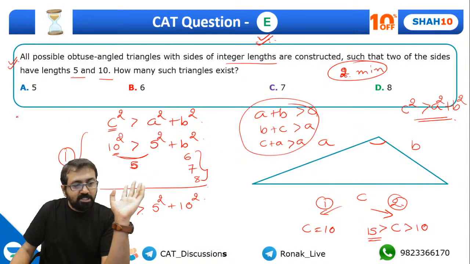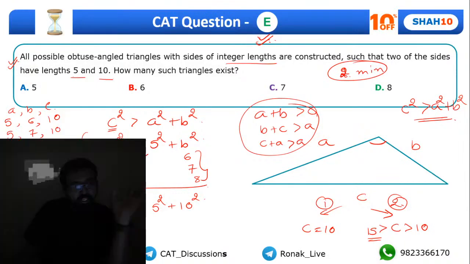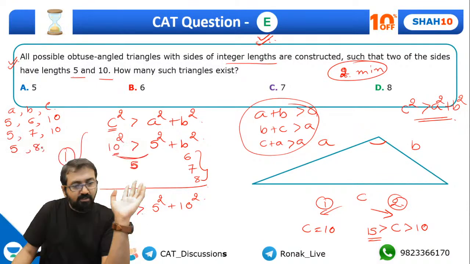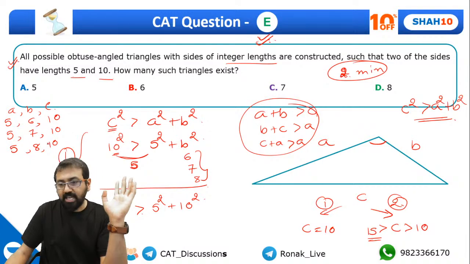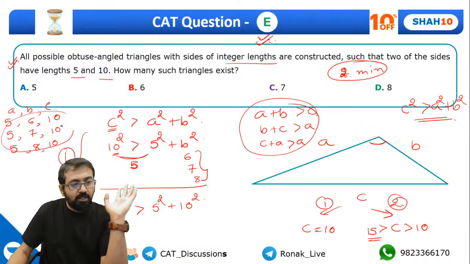So let me just write down over here. What sides did we get? I'm writing it this way: A, B, C. First possibility is 5, 6, 10, then 5, 7, 10, and 5, 8, 10. So these are the possibilities. Guys, do you all understand this? So we have got 3 possibilities.